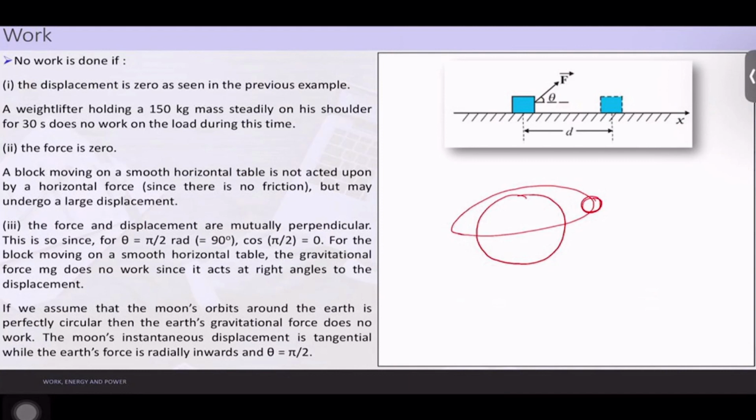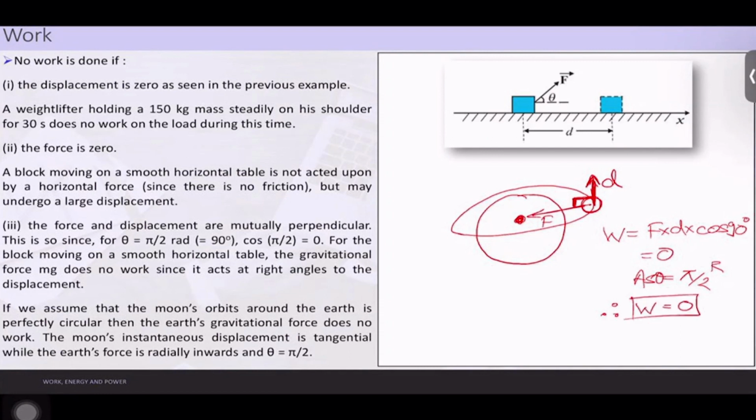So it is just saying that if we assume that the moon's orbit around the earth is perfectly circular, then the earth's gravitational force does no work. Why is it being said like this? Because the moon's instantaneous displacement is tangential. So at that particular instant, the displacement is in this direction, and the earth's force is radially inward, towards the center. As there is a 90-degree angle made here, work done will be F into D into cos of 90 degrees, which is equal to 0. 90 degrees can also be written as pi by 2 radians. As theta is pi by 2 radians, work done is equal to 0.